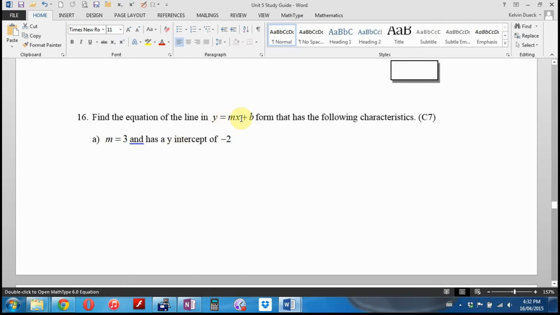Find the equation in slope-intercept form, y equals mx plus b, that has the following characteristics. I asked myself, now here I have a shortcut. They did give me the slope, and they gave me the y-intercept, which is a point. But you know what? I can plug that right in, because the 3 is going to go there, and the negative 2 is going to go there, and I'm done. I don't need to walk through writing it in slope-point form and then getting the y by itself.